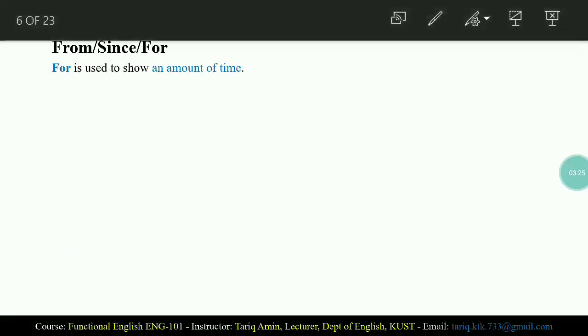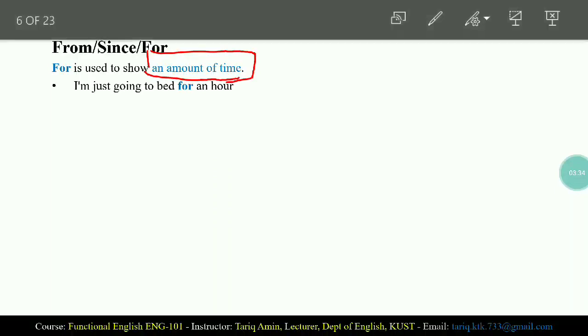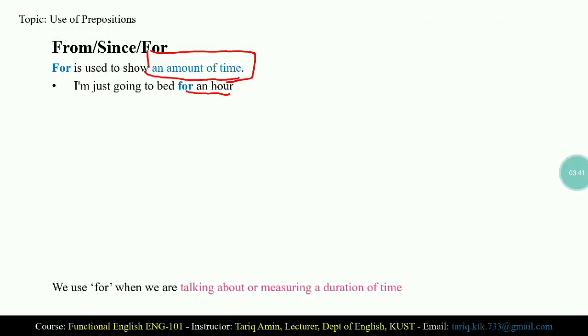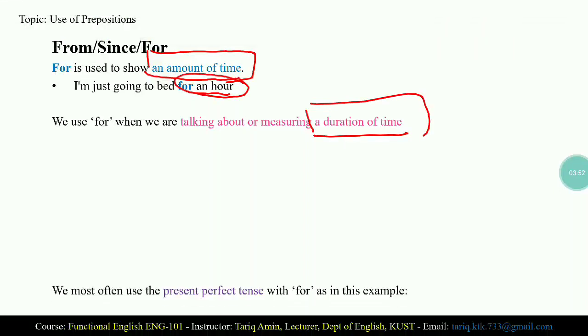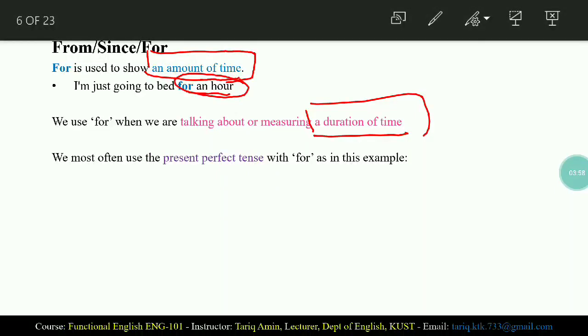Now, for is used to show an amount of time. It is used to show the duration of time or an amount of time. For example, I'm just going to bed for an hour. An hour is an amount of time. It is a duration of time. And we use for when we are talking about or measuring a duration of time, like an hour is a duration of time. We most often use the present perfect tense with for, as in this example.